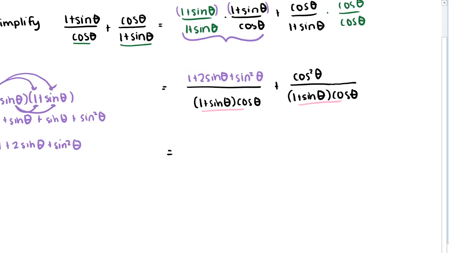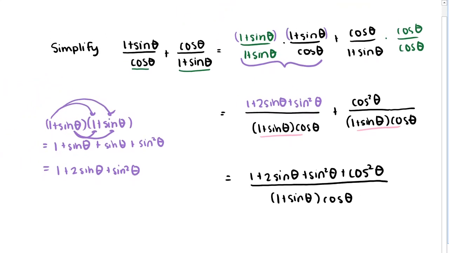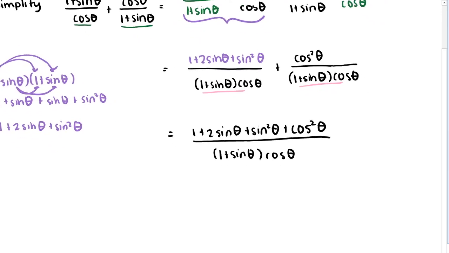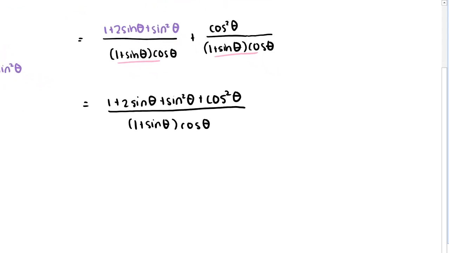So here we get 1 plus 2 sine of theta plus sine squared of theta plus cosine squared of theta, all divided by 1 plus sine of theta times cosine of theta. And so, looking at this, we're tasked with simplifying this original expression, and it doesn't look simpler. It feels actually the opposite. It looks so much more complex than what we started with. But we actually have a useful tool here.